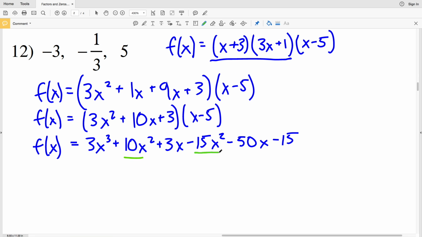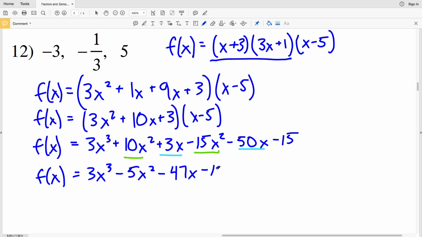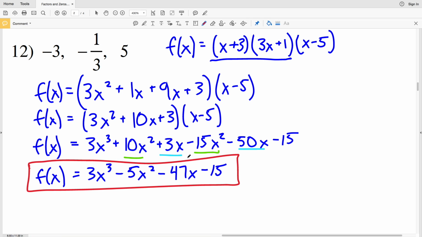I'll combine 10x squared and 15x squared, and I'll combine 3x and 50x. So I'll have my function of x equal to 3x cubed, and then 10x squared minus 15x squared is a negative 5x squared, so subtracting 5x squared, and then 3x minus 50x is going to be a negative 47x, so subtracting 47x, and then lastly subtracting 15. My function of x equals 3x cubed minus 5x squared minus 47x minus 15. That's my function in which x is negative 3, negative 1/3, and 5 as the zeros.